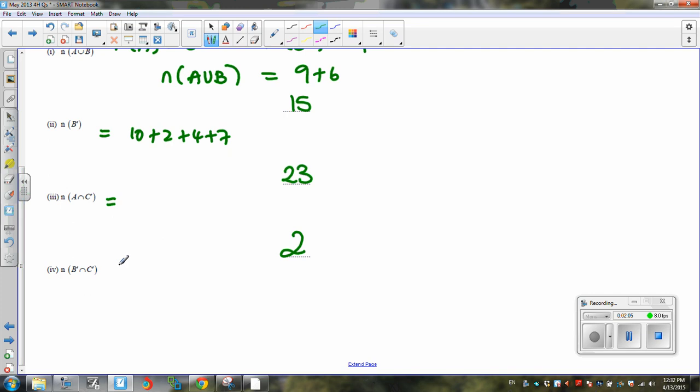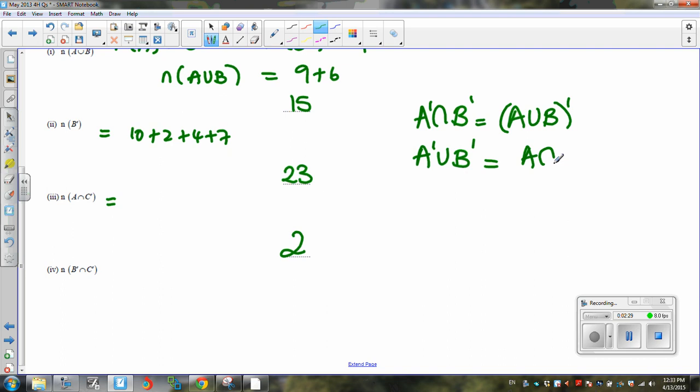Now, number 4. This is quite tricky. I think it's well worth learning a nice little identity which says this. If you've got A dashed intersection B dashed, which I think is quite hard to find, then the easier way to find it is to find A union B, and then it's everything not in the union. And in the same way, if you've got A dashed union B dashed, again, that's difficult to find. Much easier to find is this alternative, which is the intersection of A and B. Notice that these are the opposite signs, and that's everything that's not in the intersection.